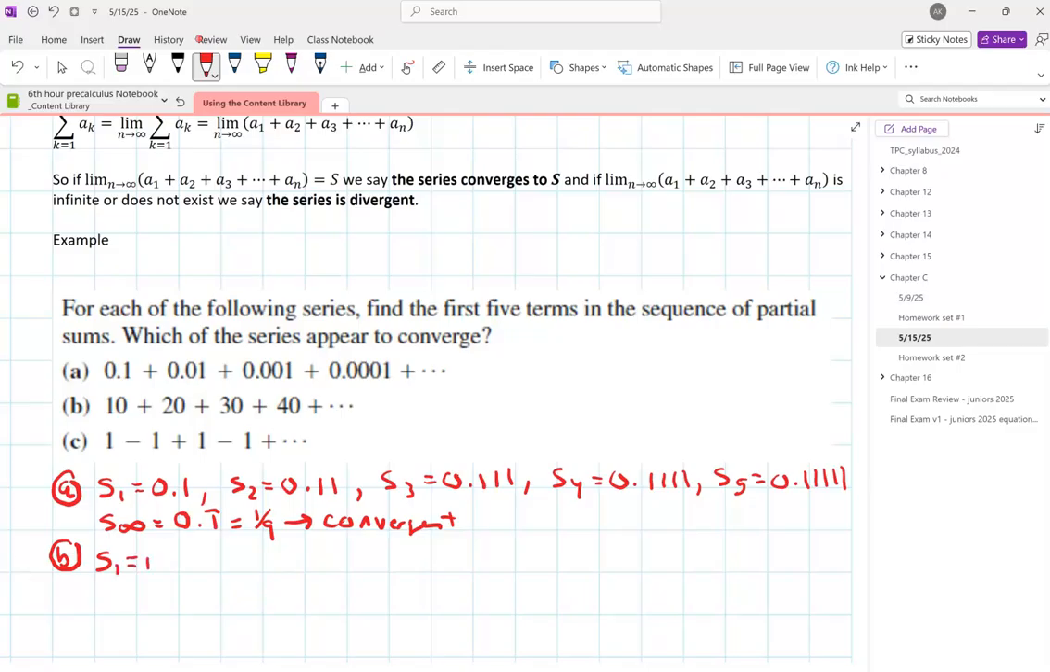If we go to the next one, the first partial sum is just 10. That's the first term. The second is 10 plus 20. The third is 10 plus 20 plus 30. The fourth is 10 plus 20 plus 30 plus 40. And the fifth is 10 plus 20 plus 30 plus 40 plus 50.